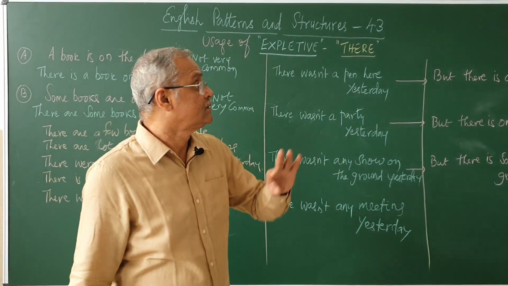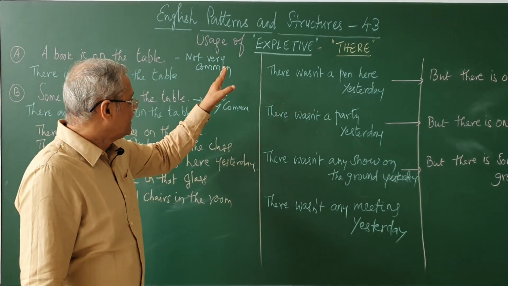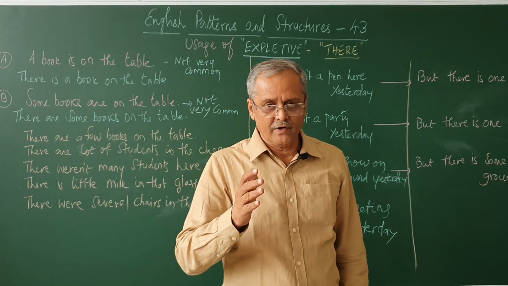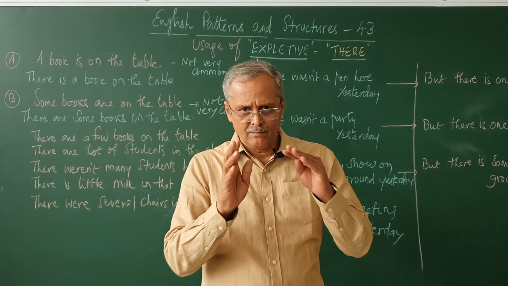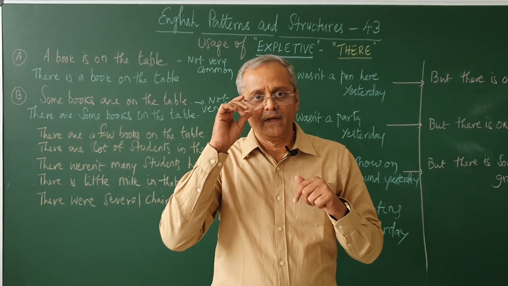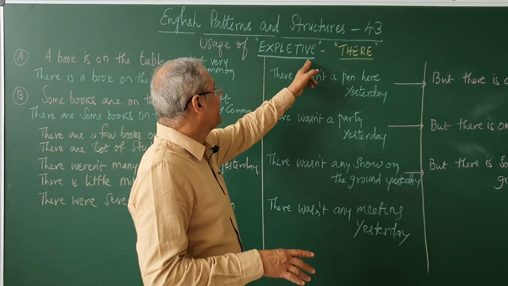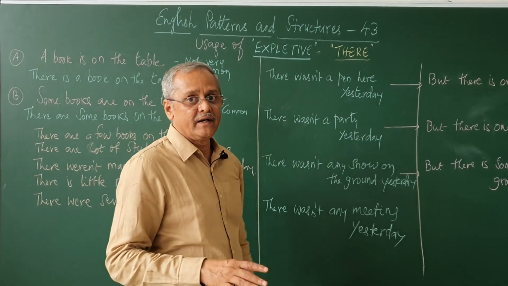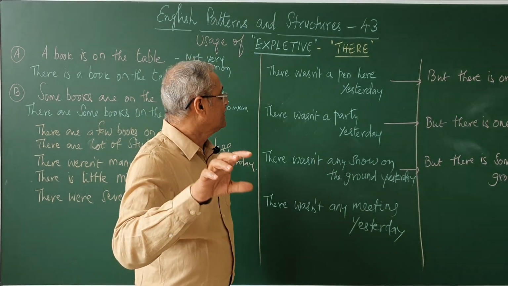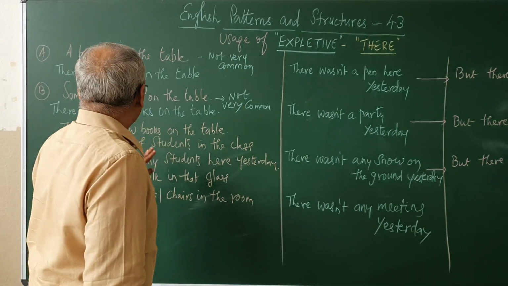This video is English Patterns and Structures number 43. It is a continuation of our previous two videos, 41 and 42, in which we saw the dummy 'it'. Today we are going to see the dummy 'there', what we call an expletive, that is, it has no meaning, but it is used to begin the sentence. So, that use of 'there' as a subject we will see today.